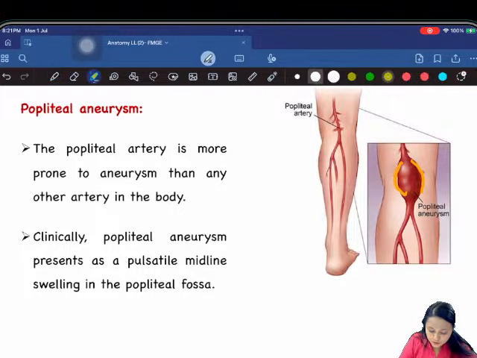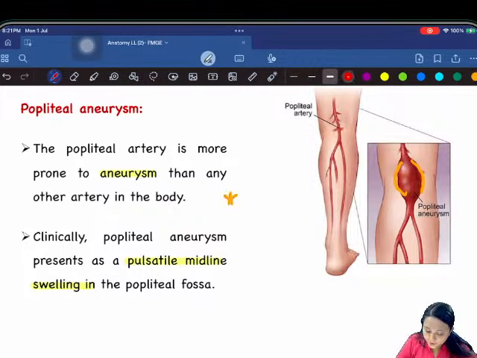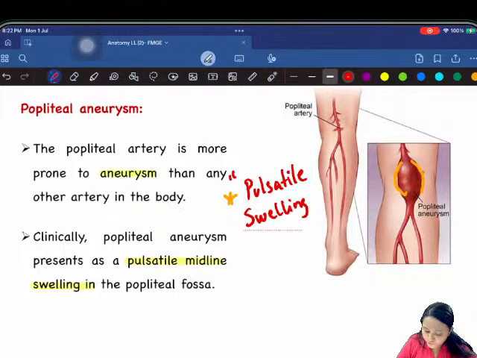Now the popliteal artery is very prone to aneurysm, more than any other artery, and clinically it will present as a pulsatile midline swelling in the popliteal fossa. Now the important thing to remember here is pulsatile swelling. Why am I telling you about the pulsatile swelling? Anywhere, if you get a question that there is a swelling which is pulsatile, just think about aneurysm.